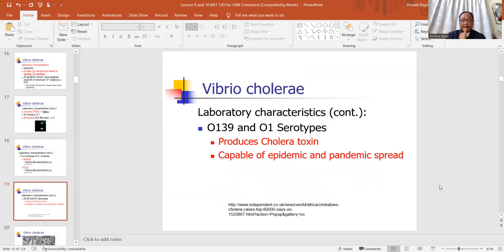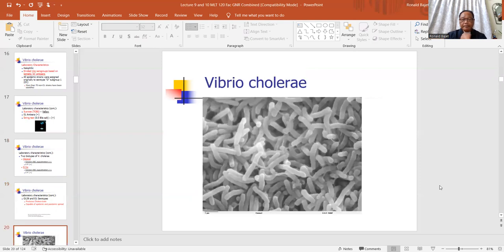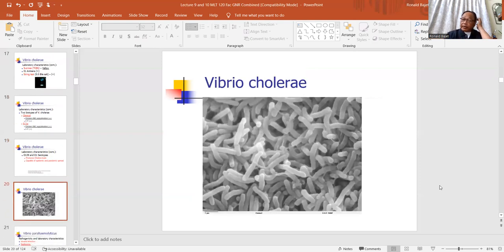Laboratory characteristics: O139 and O1 serotypes produce the cholera toxin, capable of epidemic and pandemic spread. There are the curved rods. You can see that they're curved. You see rods like this.